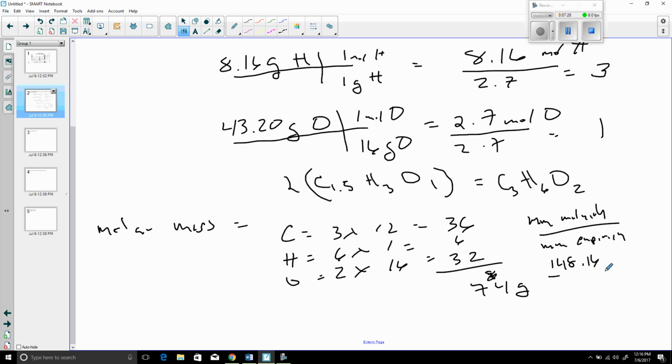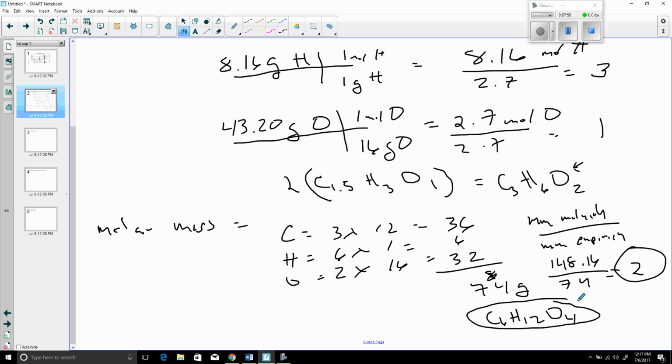148.16 divided by 74 is close enough to 2, so we're going to say that it is 2. What do I do with that 2? I take that 2 and multiply it times my empirical formula, so I would get C6H12O4, and that is my molecular formula.